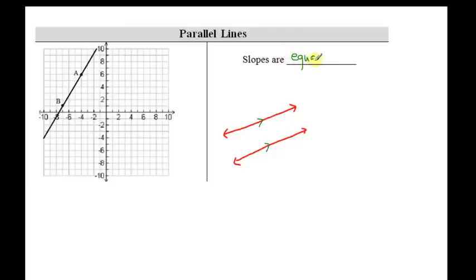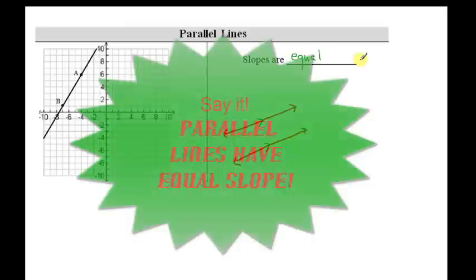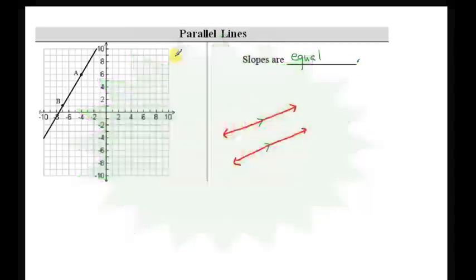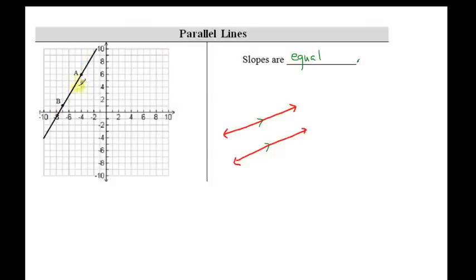And that's important enough, you probably should pause this video and say it out loud. Even if there's people in the room, stop and say slopes are equal for parallel lines. So our job here is going to be to graph a line that's got a parallel relationship to our line AB. So in order to do that, I have to figure out what the slope of AB is. So let's go ahead and build a right triangle and count it. We'll get our rise and our run.